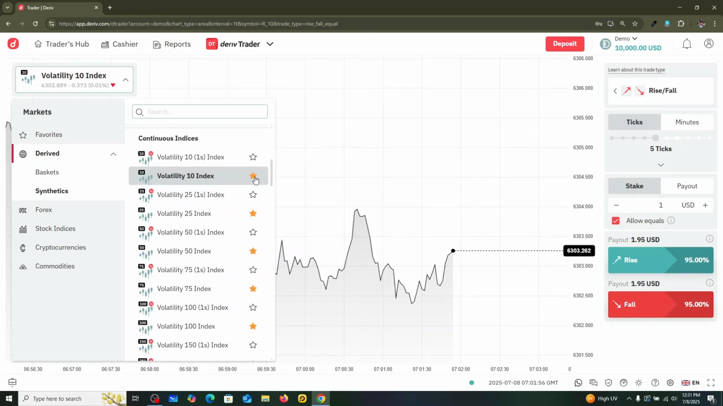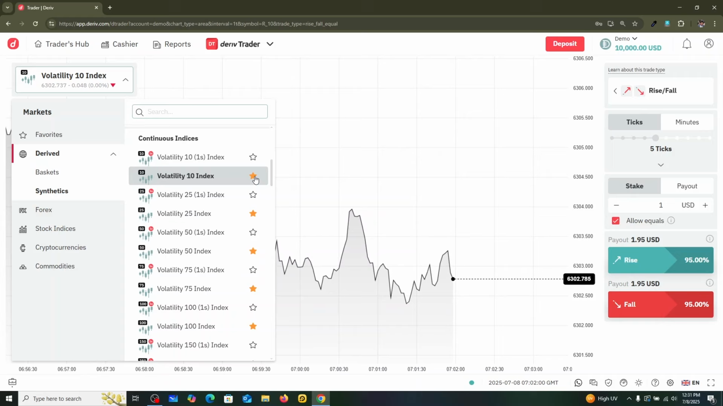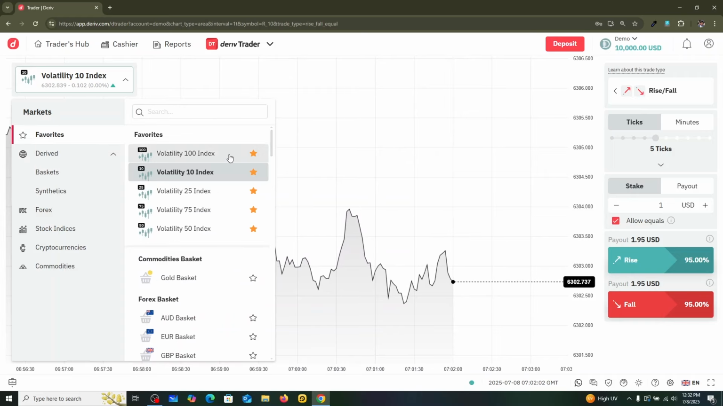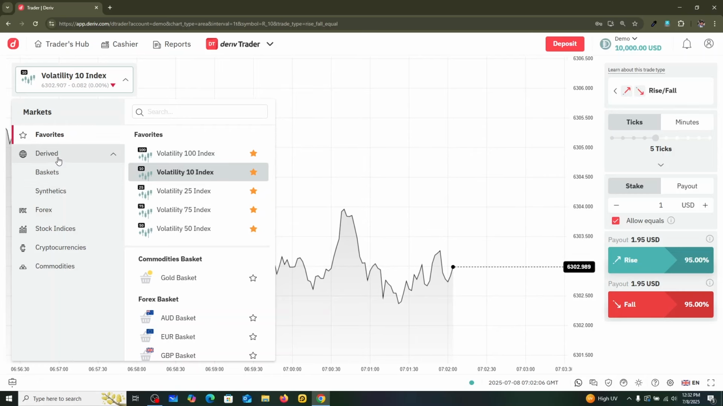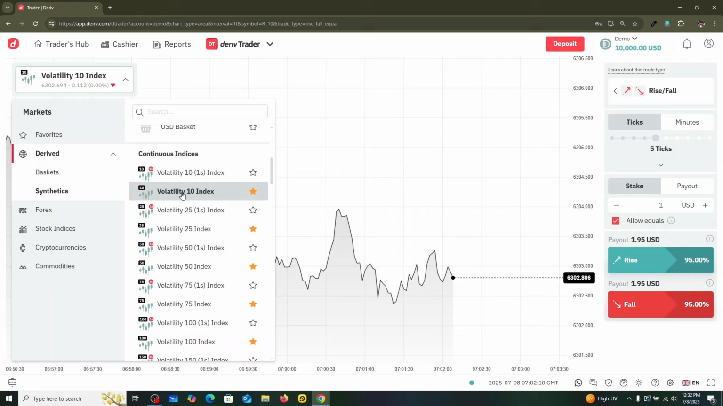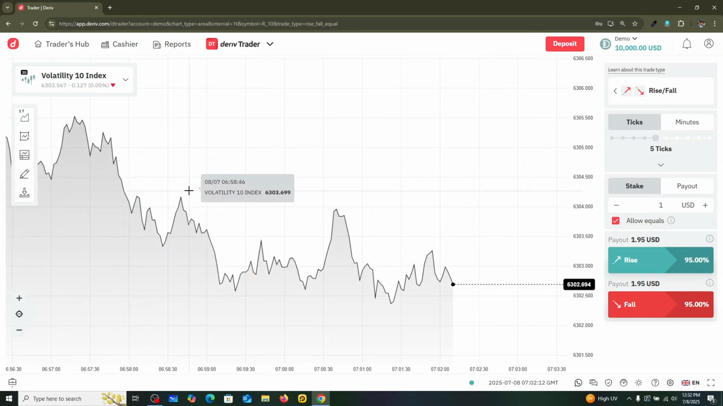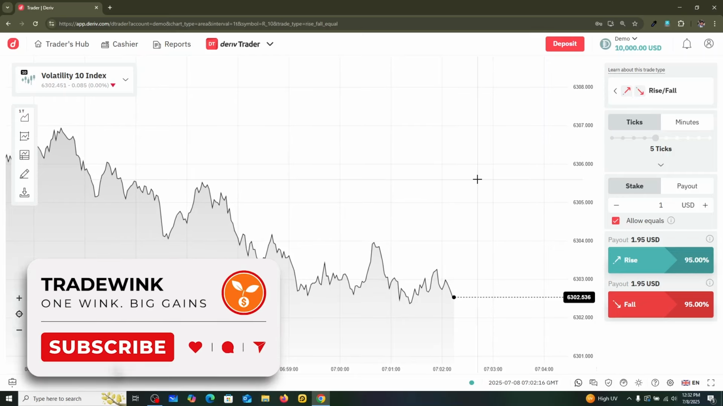You can put a star on it, or add it to the favorites. So in here you can see I have my favorite markets. You have to come over here and select the Volatility 10 Index, and this is the market we are going to use today.